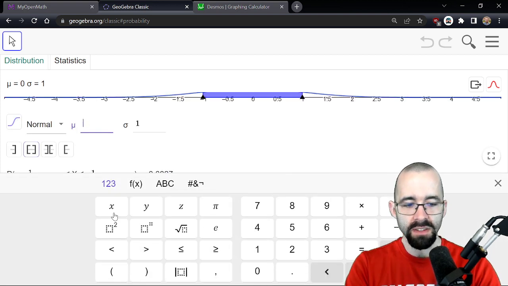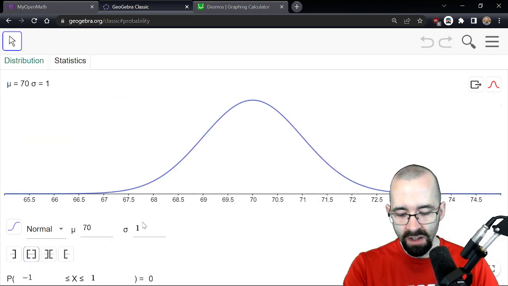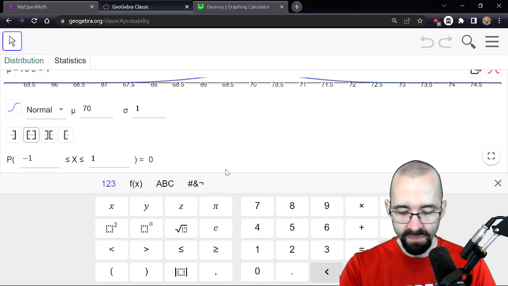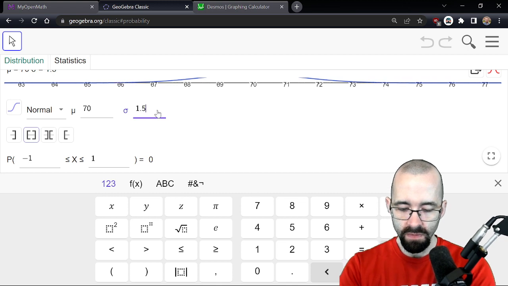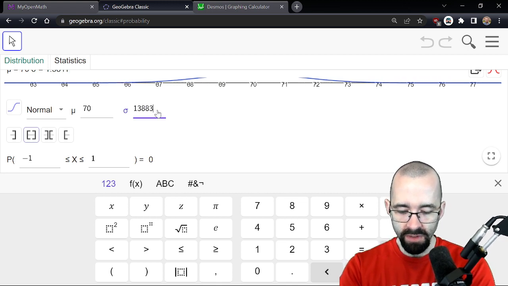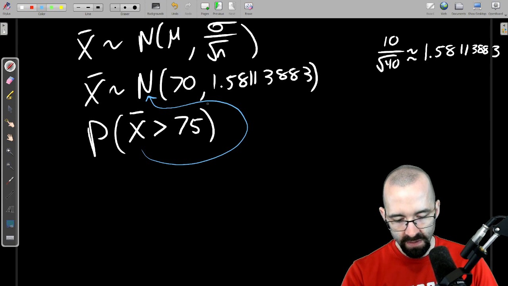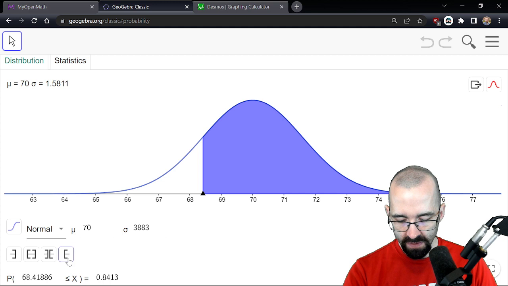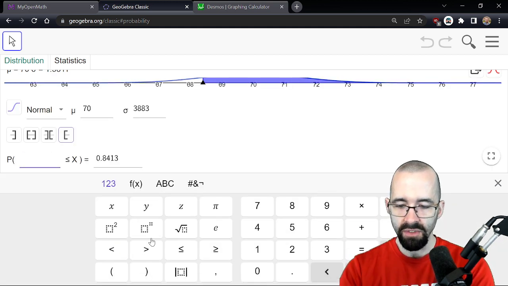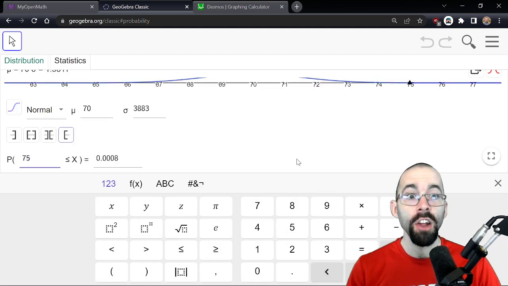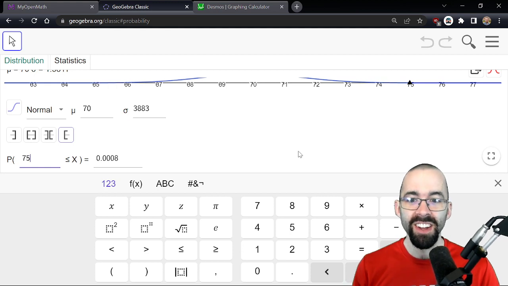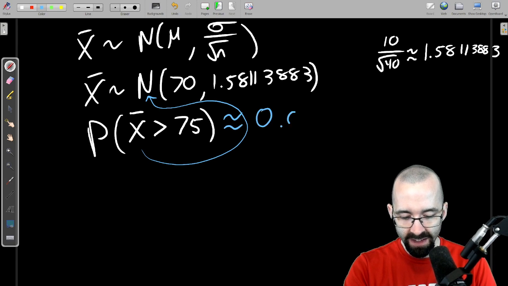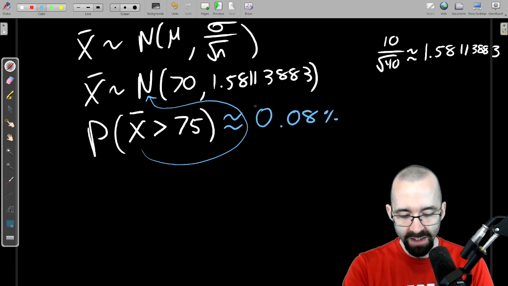So what's the mean of this normal random variable? 70. What's the standard deviation? 1.58113883. And we want to know what's the probability that we're bigger than 75. Not very big. 0.08%. Pretty unlikely.